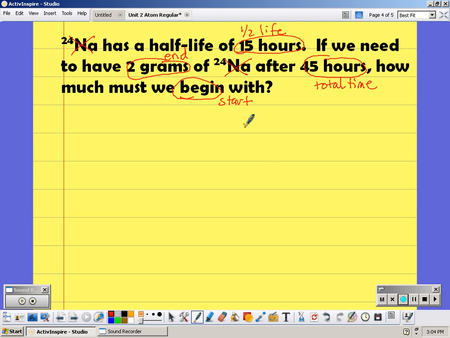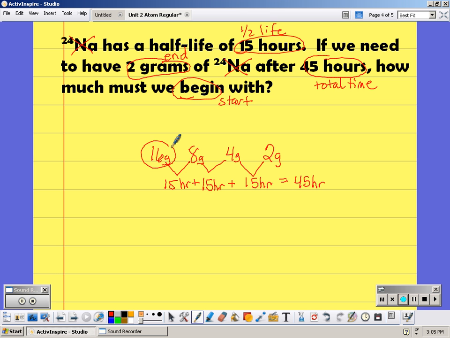So instead of cutting things in half this time, I'm going to double them. So 2 doubled is 4 grams, and that took me 15 hours. Well, the total time is 45 hours. 15 does not equal 45, so I know that I have to double this again to 8 grams, which took 15 hours. Well, 15 plus 15 does not equal 45, so I have to double again to 16. Now, 15 plus 15 plus 15 does equal 45, so I know my answer is 16 grams.